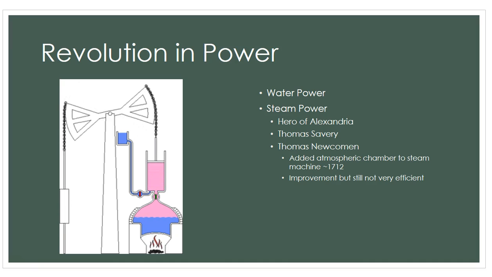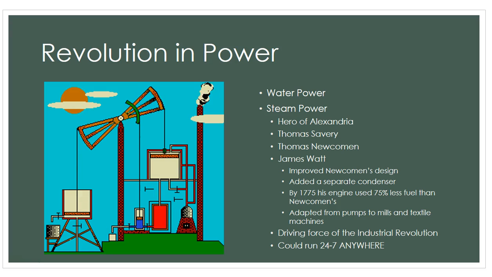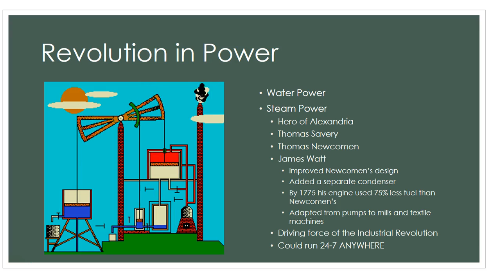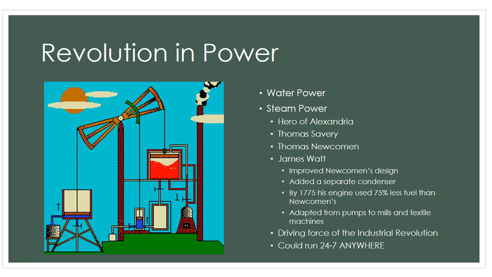Whereas Savery's design was very, very inefficient, this one is still very inefficient. But this remained the best option for steam-powered pumps and fire engines for about 60 years or so. And that's when a man named James Watt, a Scottish inventor, came around, and he improved upon Newcomen's design. He was actually hired to help fix Newcomen's engines that were at one of the local universities, and he noticed how inefficient it was.